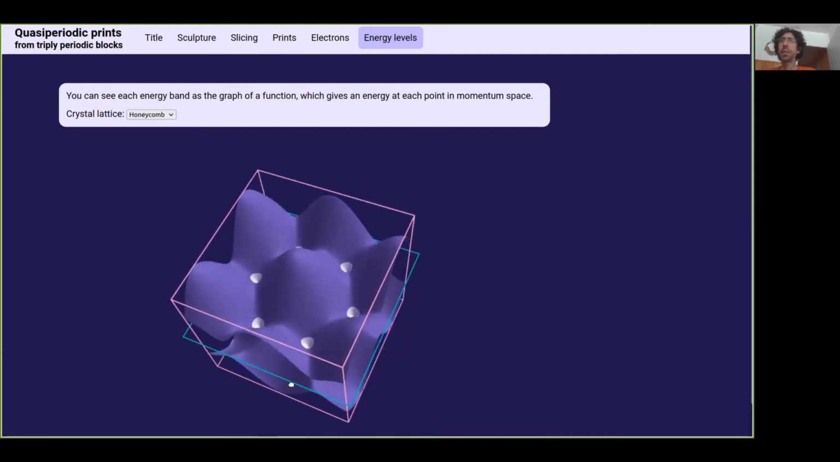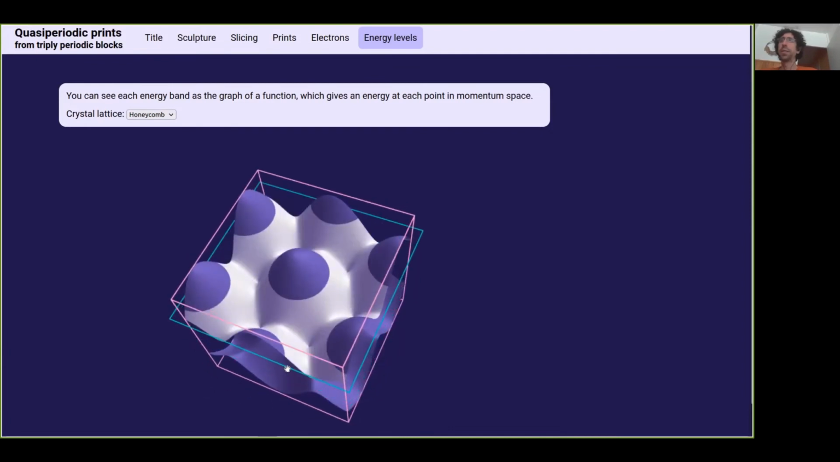And at high energy levels, you get sort of most everything being connected.